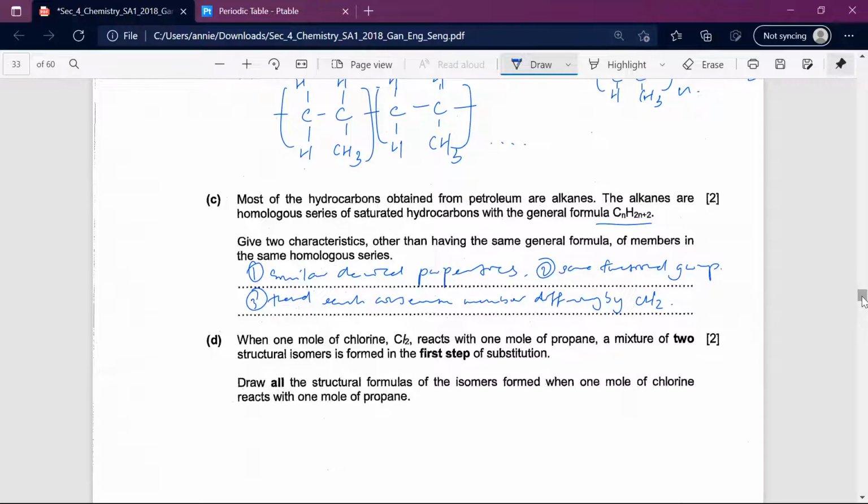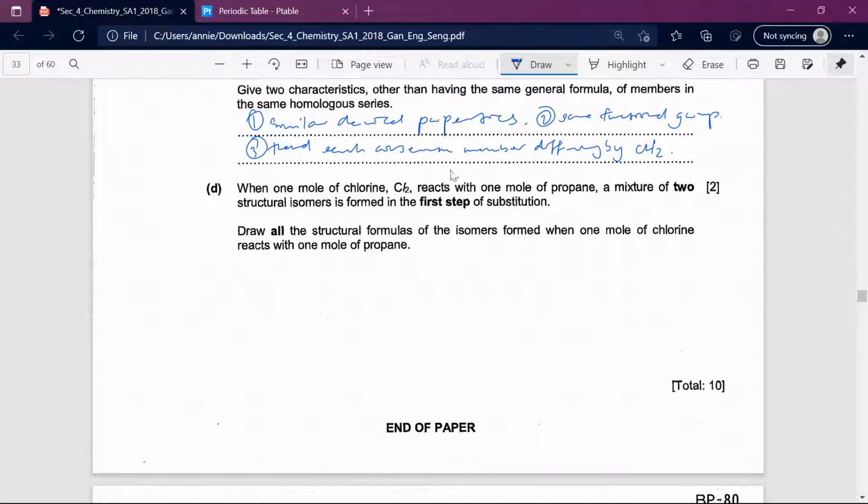Okay. So now for D, the last question: when 1 mole of chlorine reacts with 1 mole of propane, a mixture of 2 structural isomers is formed in the first step of substitution. Okay, recalling what an isomer is. Isomers are molecules with the same molecular formula, but they have different structures, okay? So let's draw this out. 1 mole of chlorine reacting with 1 mole of propane. Okay, we know that propane is this.